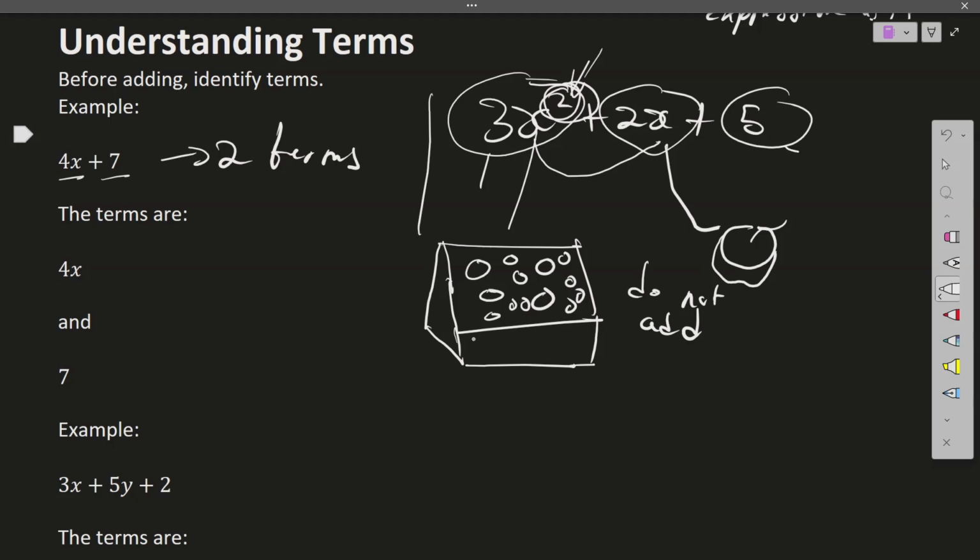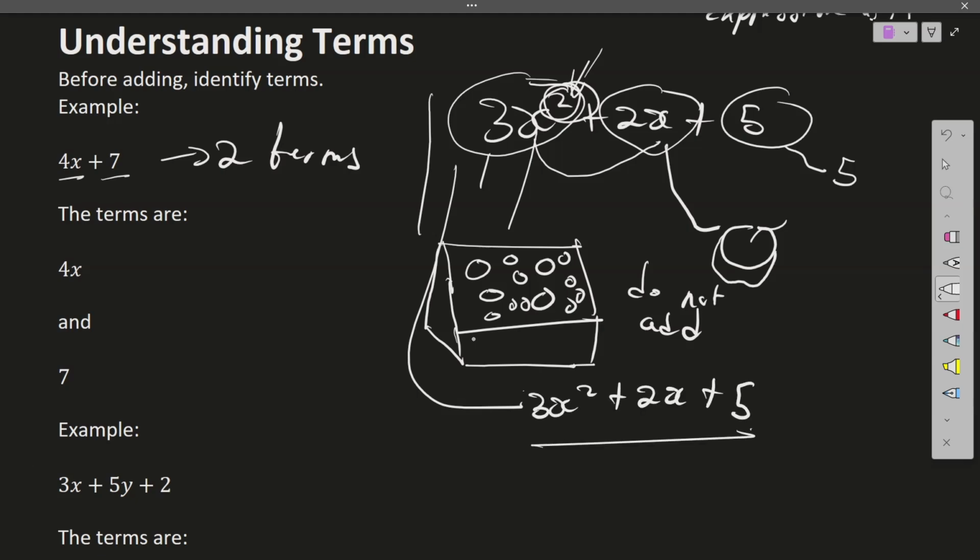Same as for this 5. This is a different quantity as well. This is just a constant in this expression. So this is just going to remain as 5. And so the final answer to this will be 3x squared plus 2x plus 5. And you leave it like that.